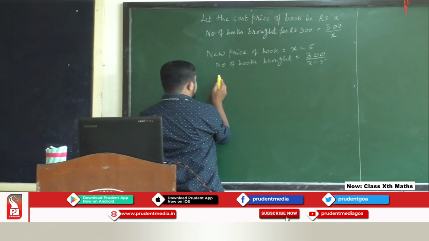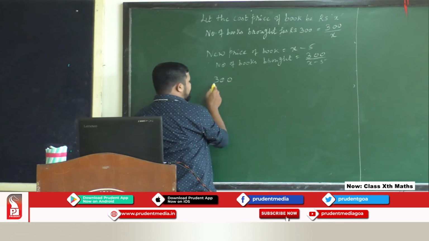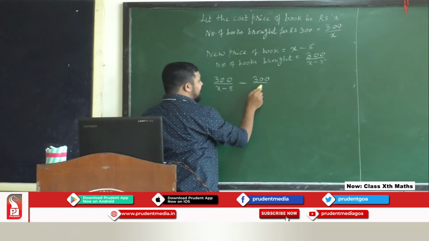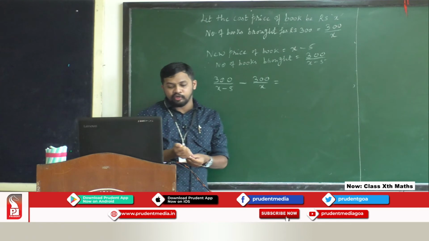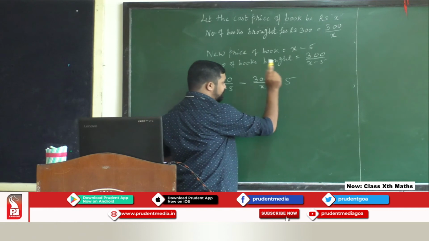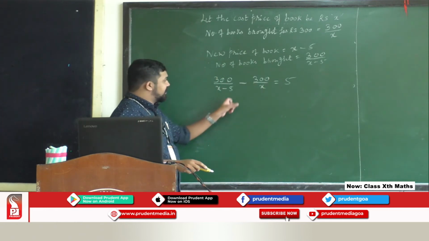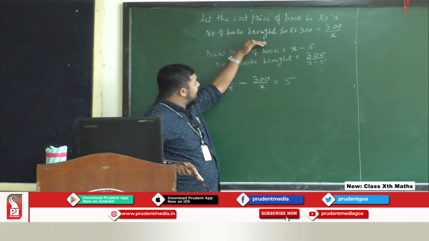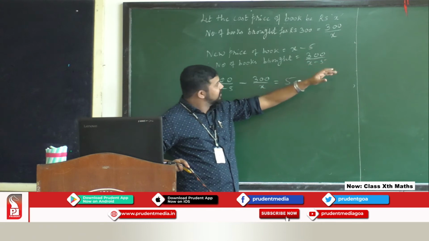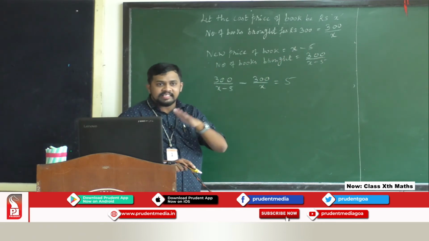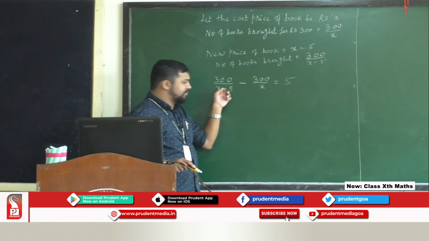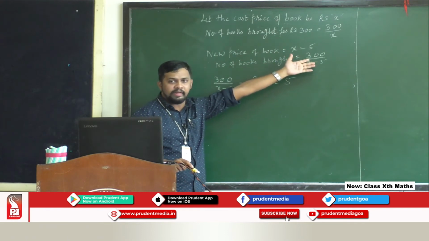Obviously here it will come negative. So when I am writing, I will write 300 upon X minus 5 minus 300 by X equals how much? It is given to you. It is said how many more books you can buy. You can buy 5 more books. Clear of this concept what I said? I said the price of book was X. For 300, you can buy 300 by X. Now it is reduced, means price is decreasing, less. Obviously, books will be more. So this quantity will be more. So more means positive. Obviously, the first quantity will be less, negative.